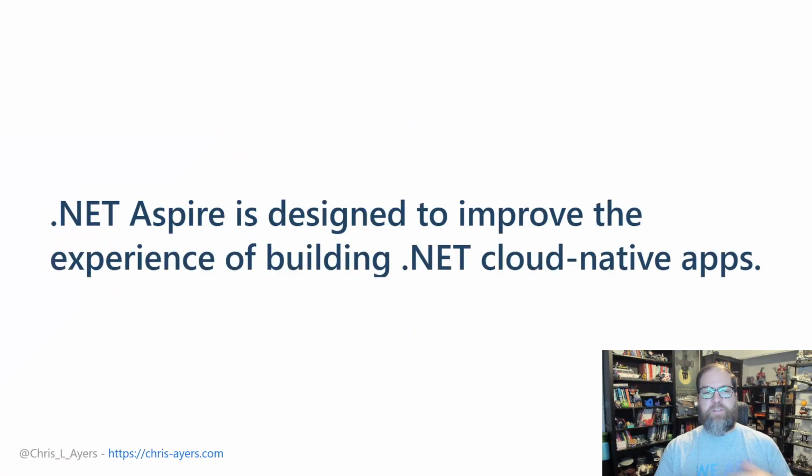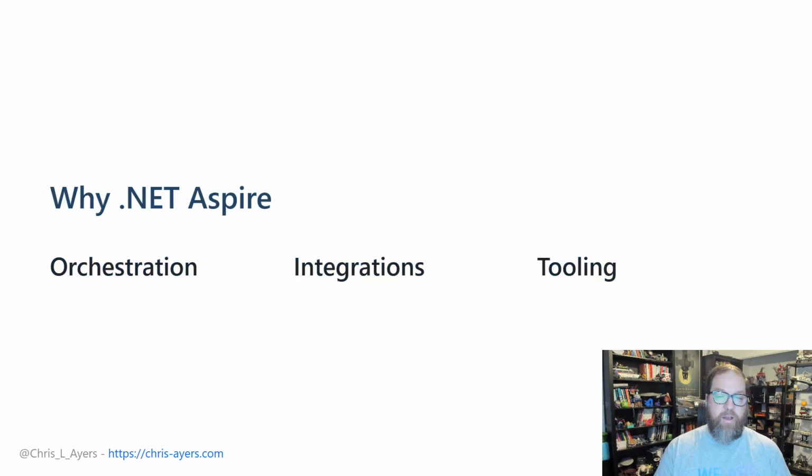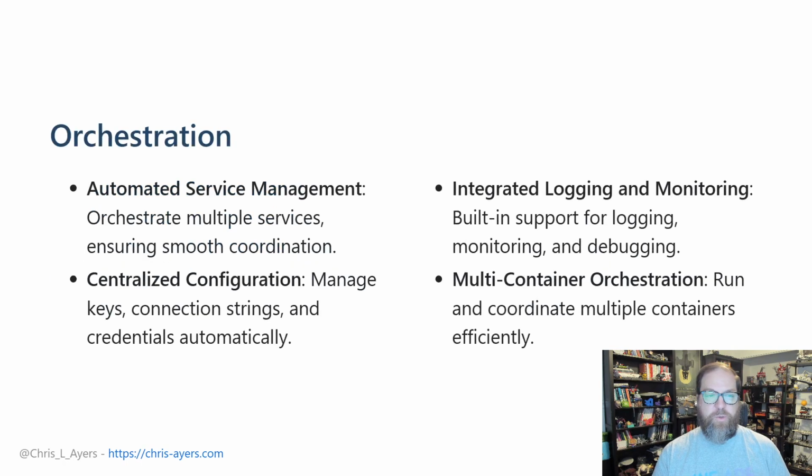So .NET Aspire is designed to improve the experience of building cloud-native apps, which I love, and it has a couple of different pillars around orchestration, integrations, and tooling. It can help build and deploy resources into Azure and other clouds through automated management. It can start services, stop services. If we add containers, it can add those.